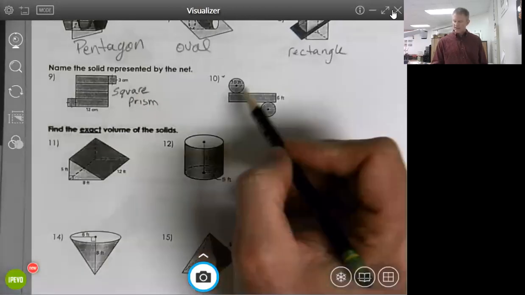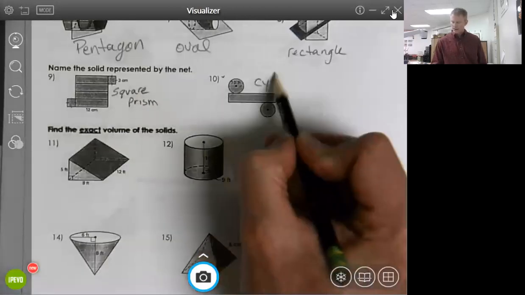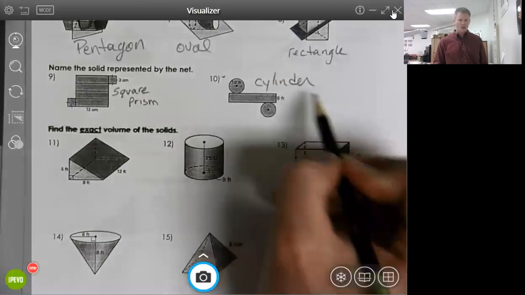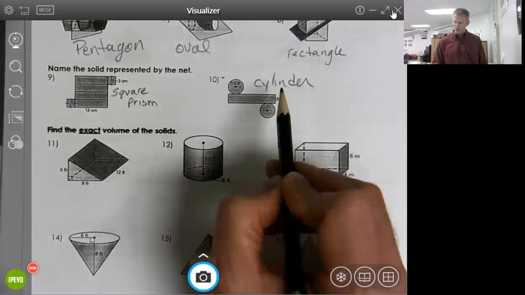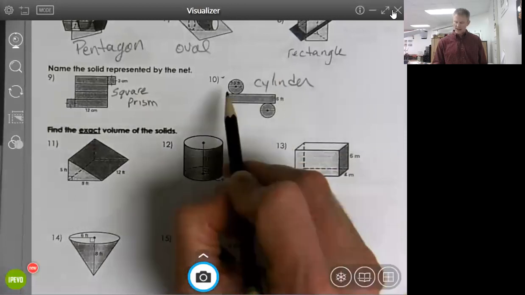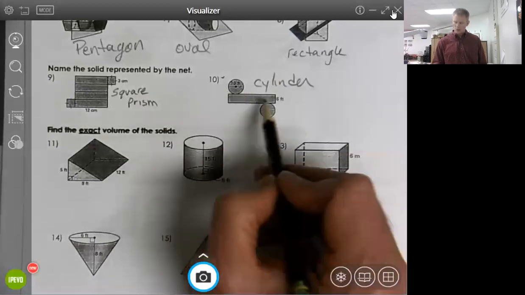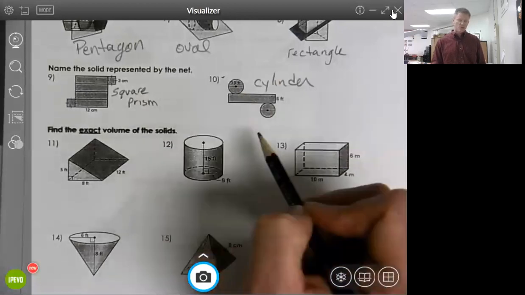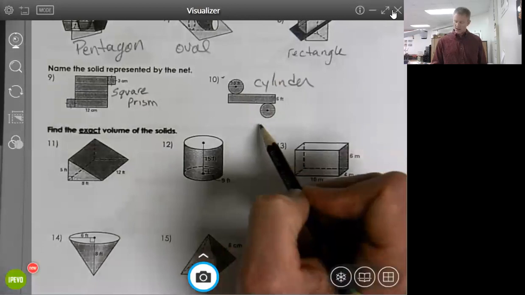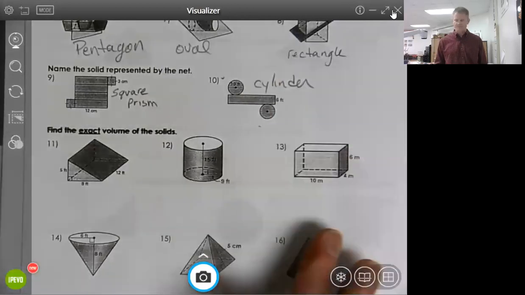Here we would have a cylinder. A cylinder has circles for the top and the bottom, and then the rectangle would fold around, not fold so much, but it would roll around, and you would have a circular edge to encompass the circle for the bases.